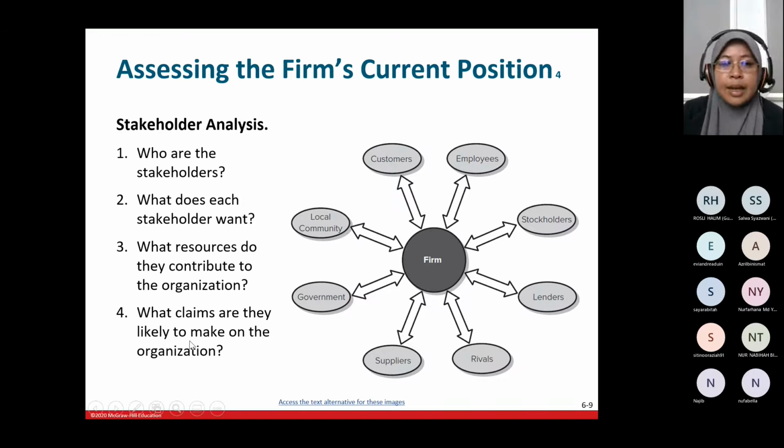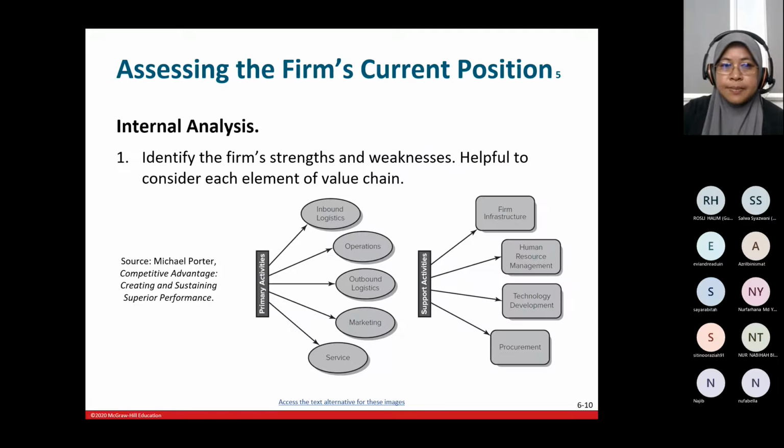And what claims are they likely to make on an organization? What can they come to you and ask? If we are discussing rivals, there is a possibility that they come to you and say that you are stealing our technology, you are stealing our strategy. Those are things considered as stakeholder claims.